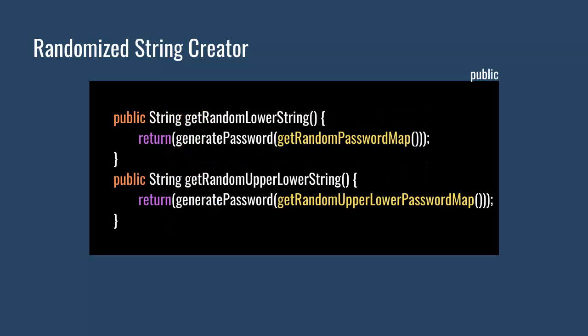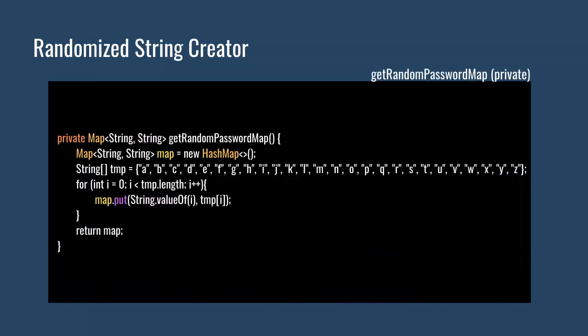The next public methods are to return the randomized string. We invoke the public getRandomUpperLowerString or getRandomLowerString method to get a randomized string. Also, there are 3 private methods: the generate password, getRandomPasswordMap, getRandomUpperLowerPasswordMap methods. The getRandomPasswordMap method means to create a randomized string to use the string array and the hash map.